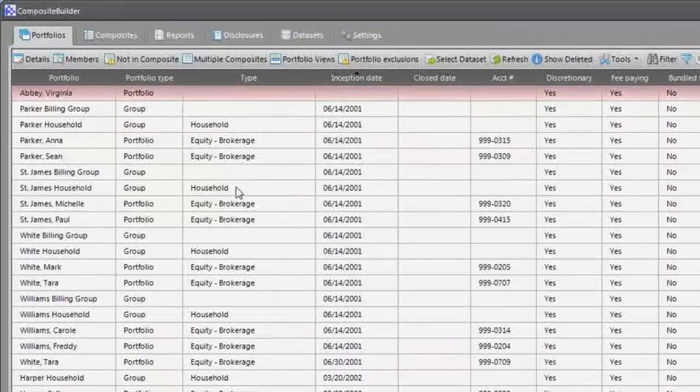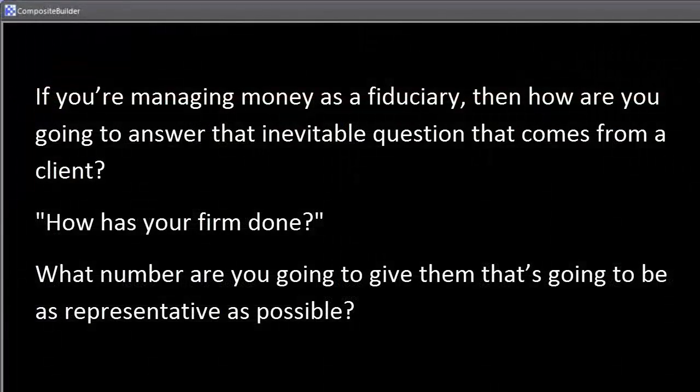I mean, even given the problems of that, at least from my perspective, if you're managing money as a fiduciary, how are you going to answer that inevitable question that comes from a client? How has your firm done? So what number are you going to give them?